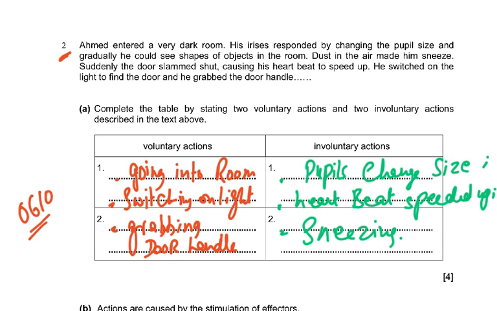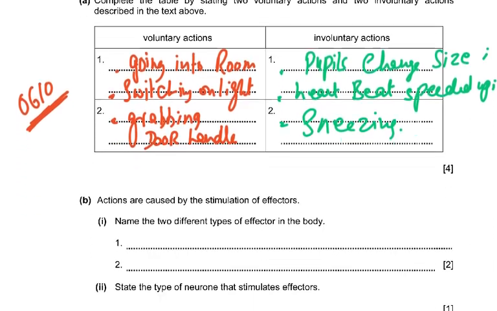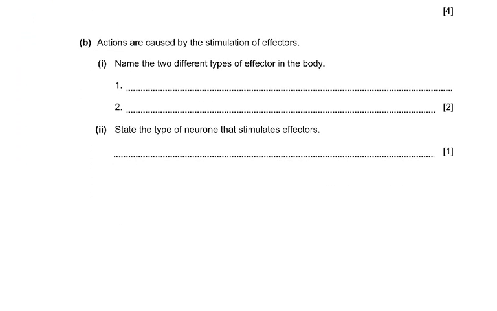Involuntary actions include pupils changing size, heartbeat speeding up, and sneezing. So there are more questions like this in the IGCSE 0610 syllabus. Now it says actions are caused by the stimulation of effectors. Name the two different types of effectors in the body.